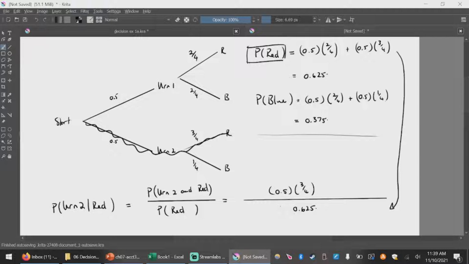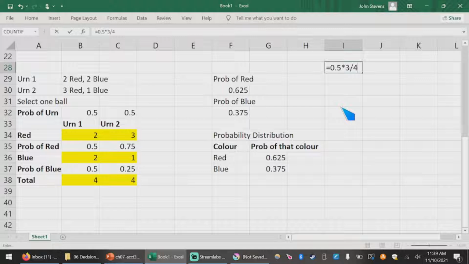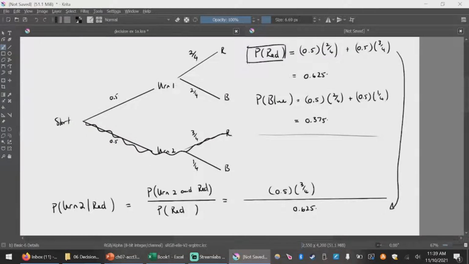So let's calculate that. I'll just use Excel as a calculator. 0.5 times 3 over 4, all of that over this 0.625 right there. I'm just using Excel as a calculator, I don't need to be fancy with formulas. Let me just make space here, get rid of this line so I can write my answer. 0.6. So you see that originally, if I didn't have any information, selecting an urn is 50%.